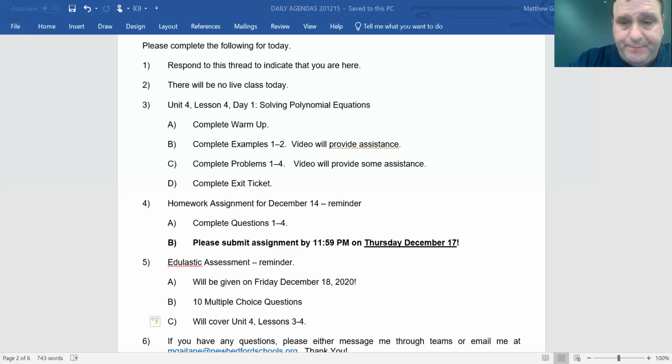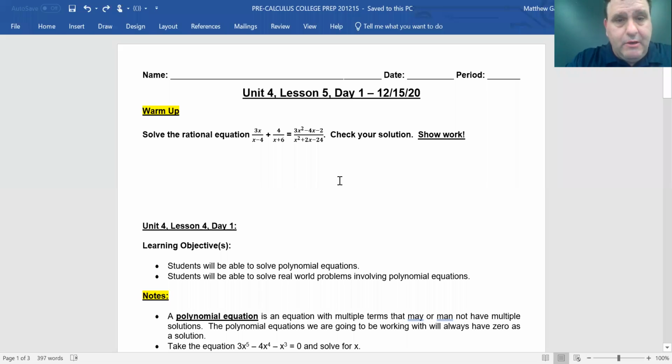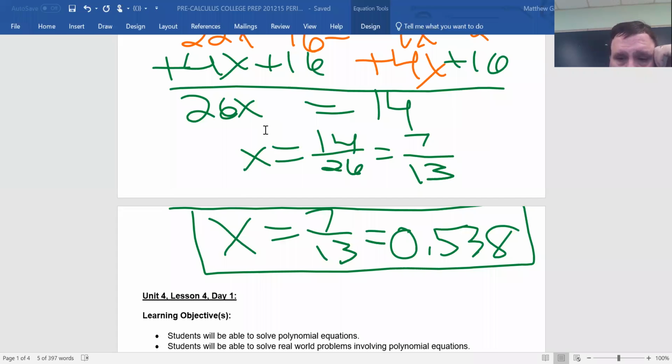So we're going to start with this warm-up, this rational equation that we're going to come back and solve, and I will come back and go over it. You should be getting 7/13 as a solution.